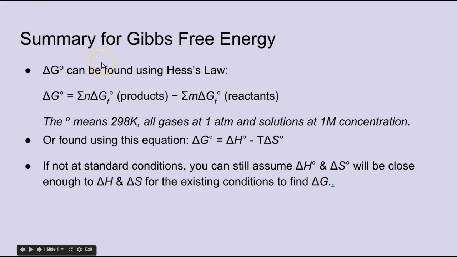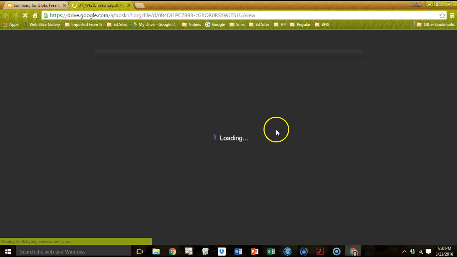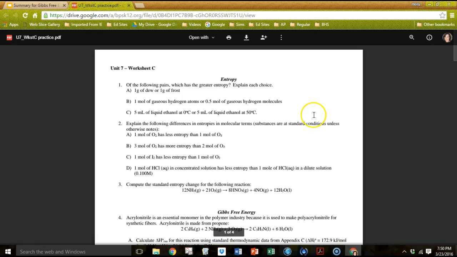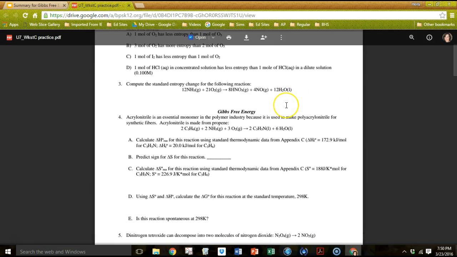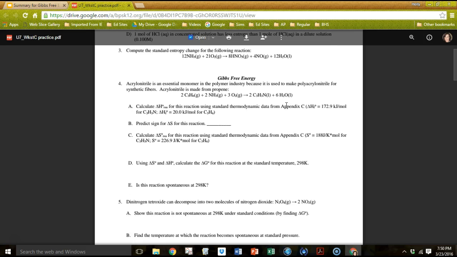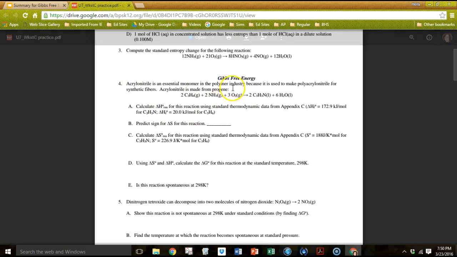And so now we're going to switch over to worksheet C. So I recommend that you pull this up or print it out or have it somewhere available, and we will take a look at the first problem. We're actually going to look at problem 4 on worksheet C. And so problem 4 is giving us some information about this reaction.